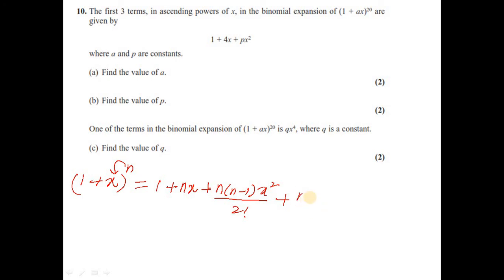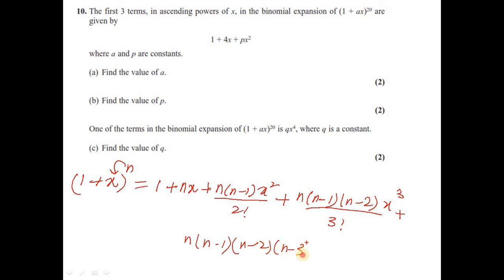So the next term should be n(n − 1)(n − 2) and then x³. If you have a cube, you divide it by 3 factorial. Just for your understanding, I am writing one more so you can understand. The next term would be n(n − 1)(n − 2)(n − 3) x to the power 4 divided by 4 factorial. That's how we expand a binomial if it is starting with 1 plus some variable.